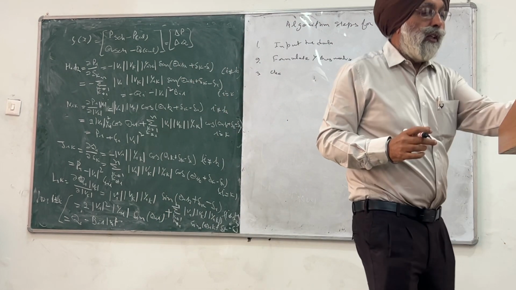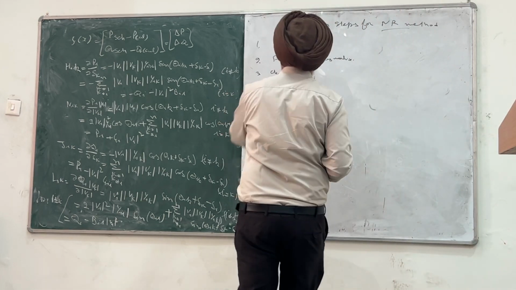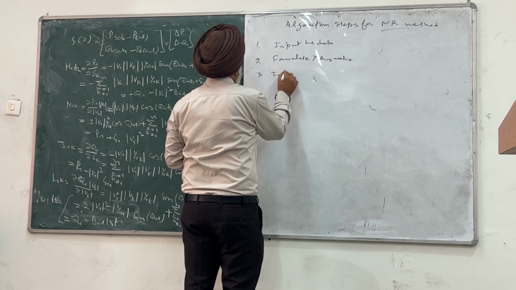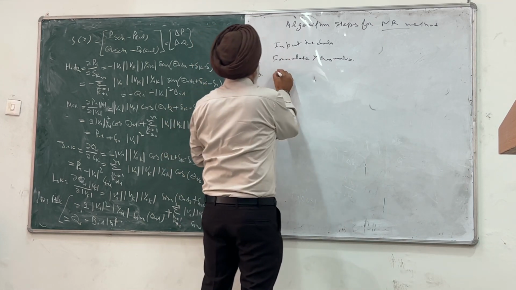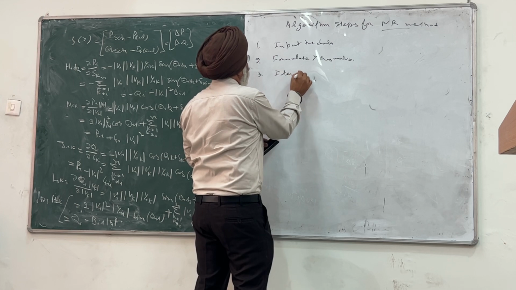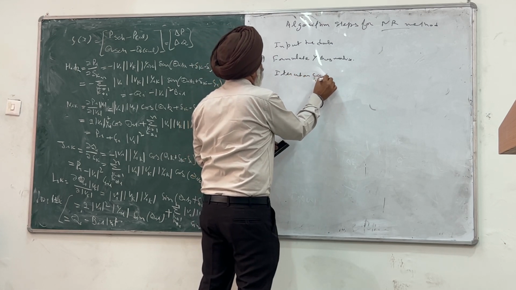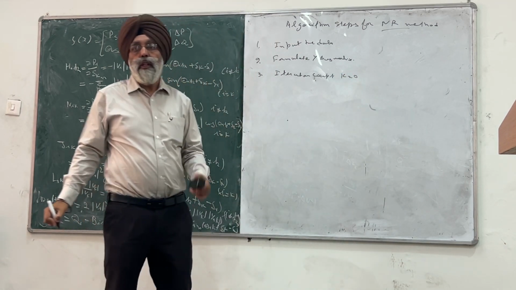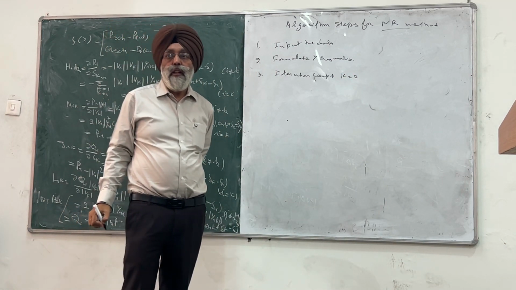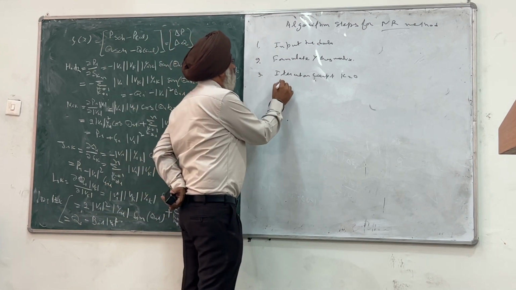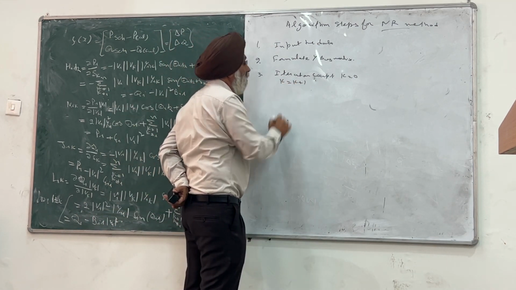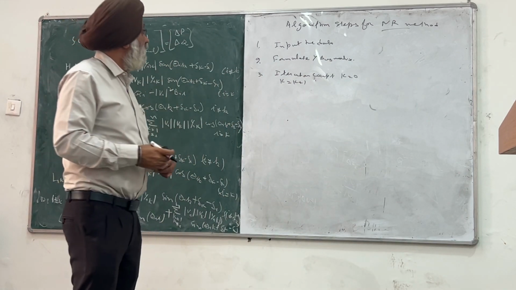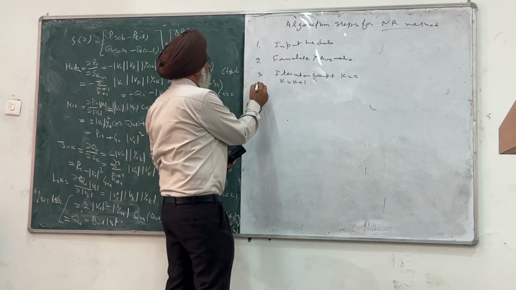First we have to start the iteration count. Iteration count K is equal to 0. Then we will increment the K, so K will become K plus 1. It is the iteration number. So after this, we have to check the type of the bus.